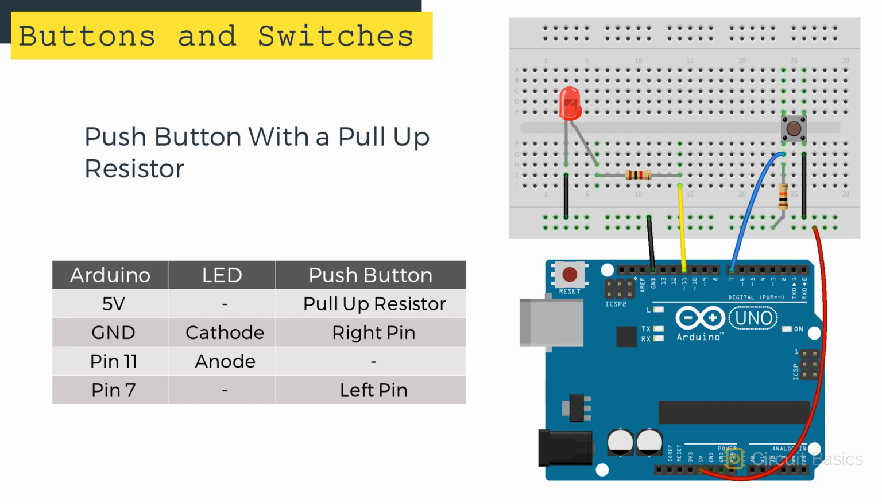instead of 5 volts. In this circuit, instead of having the LED turn on when pin 7 detects a high signal, the LED will turn on when pin 7 detects a low signal. The pull-up resistor is tied to 5 volts and keeps pin 7 high until the button is pressed. So pressing the button will send a low signal to pin 7. The code is a little bit different too.